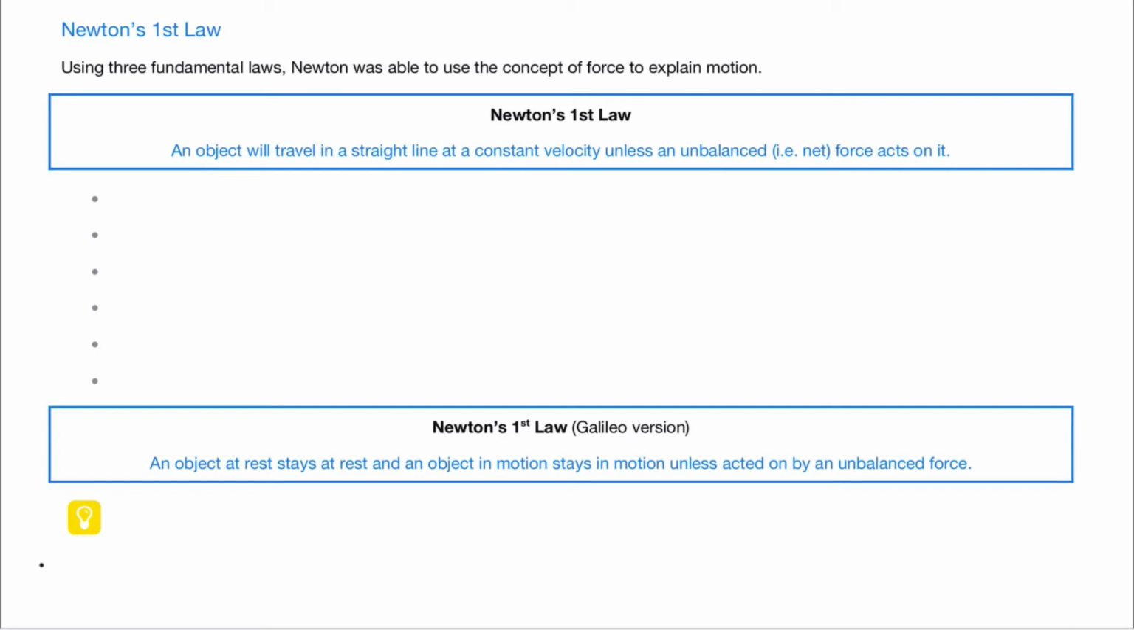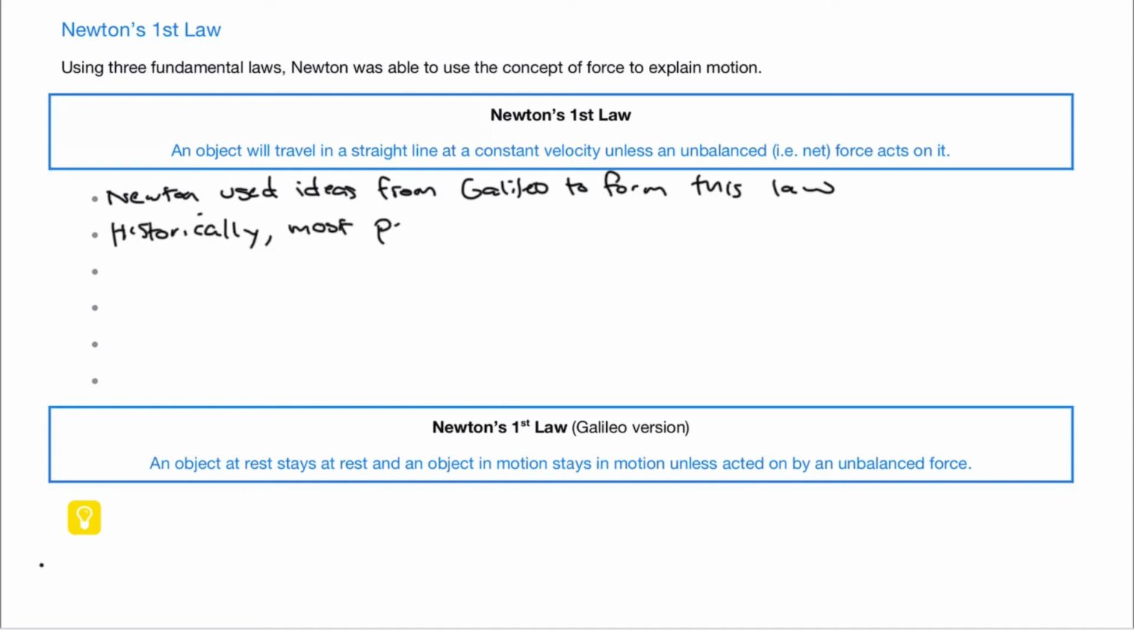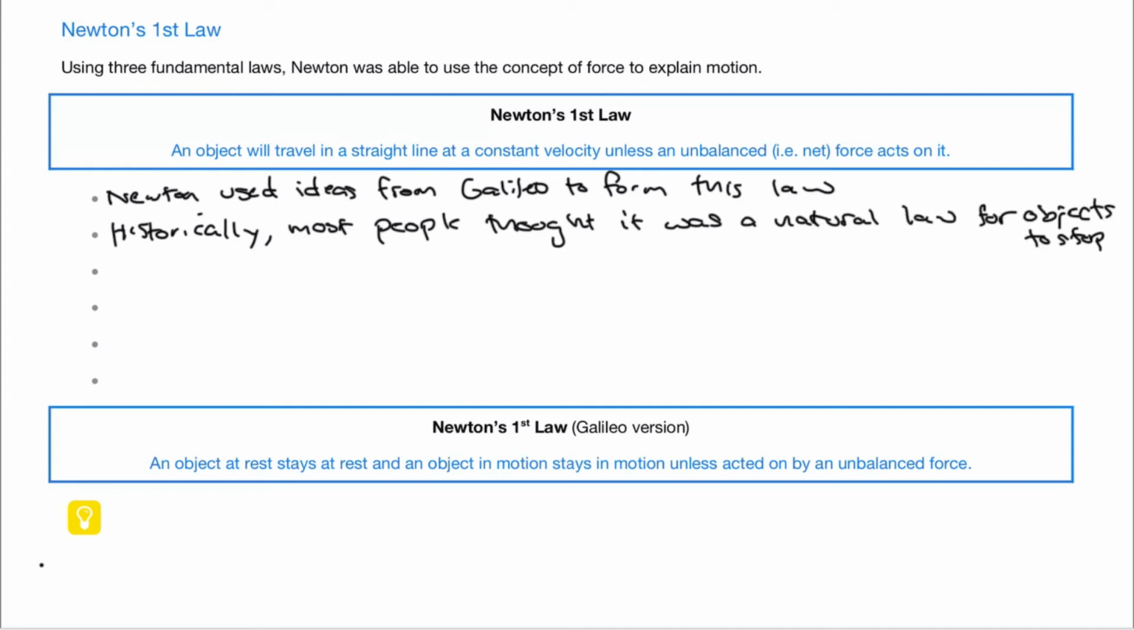And yes, the concepts are necessary for understanding motion, but there are also some key aspects of this law which are important for solving problems. So let me give you a little bit of context. Newton used ideas that dated back to Galileo to form this law. And when Galileo was working, most people thought that it was a natural law that all objects came to a stop. Why did they stop? Well, that's just the way it was. What Galileo proposed was a radical notion.